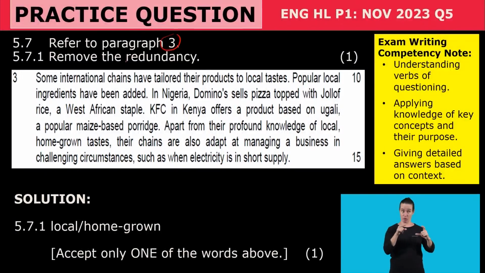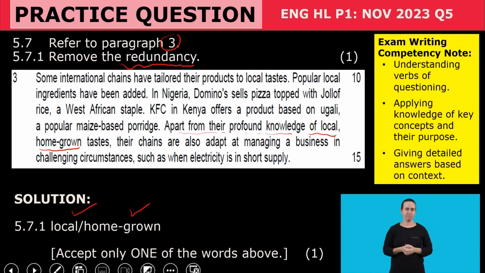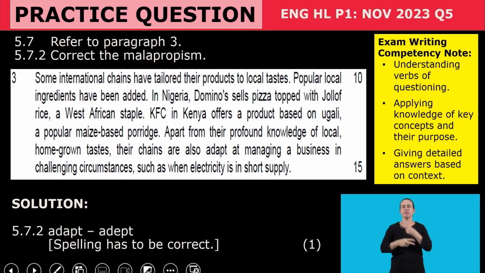Question 5.7, refer to paragraph 3. We have to remove the redundancy. So that is when something is said, the same thing is said more than once. If we scan through the texts, we find it here. Apart from their profound knowledge, the sentence we used in the previous question, of local homegrown tastes. Local and homegrown mean the same, so you can remove either local or homegrown. You can remove only the word or rewrite the entire sentence.